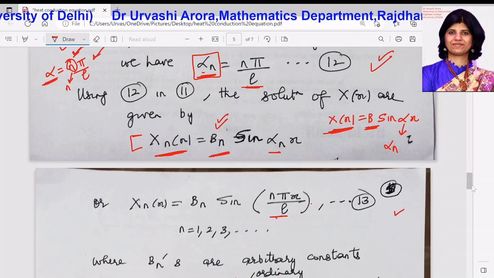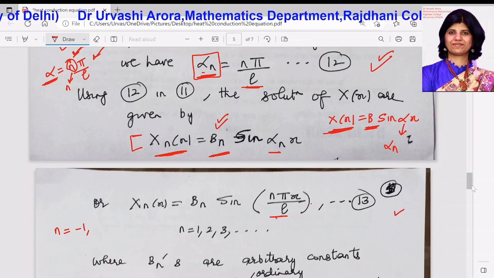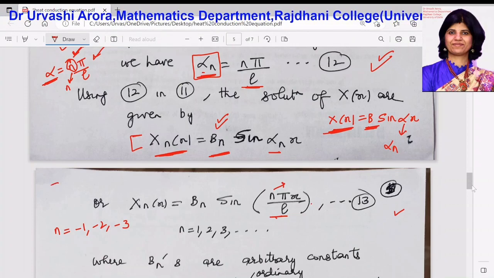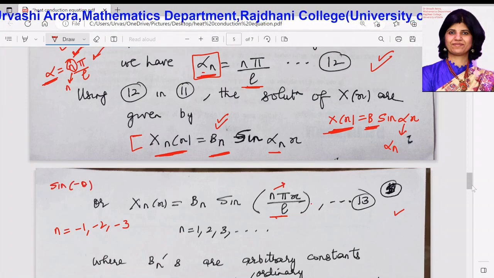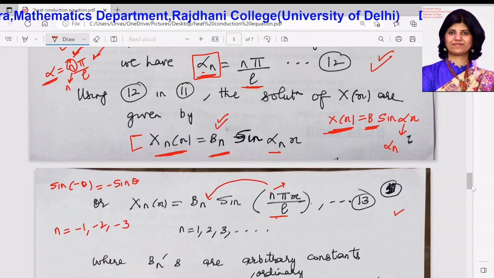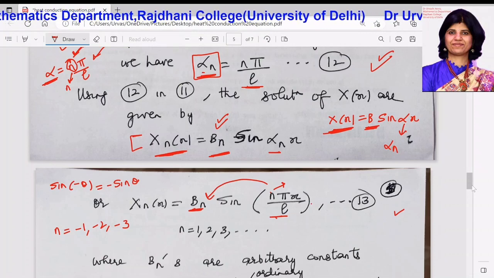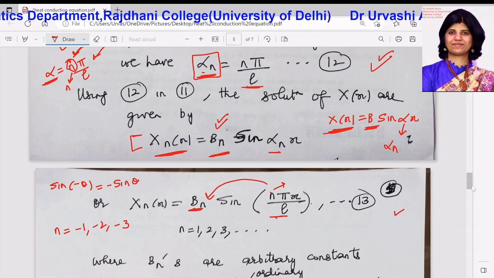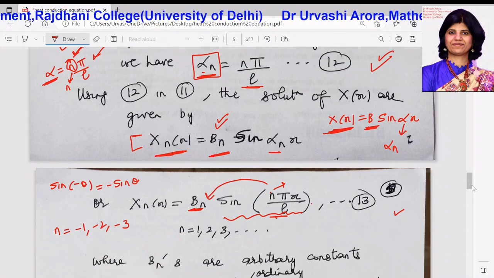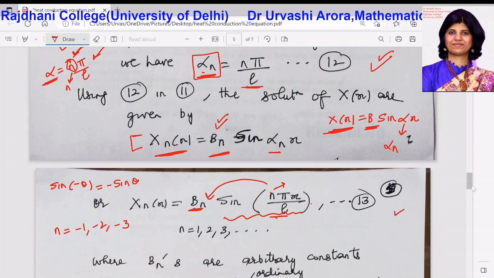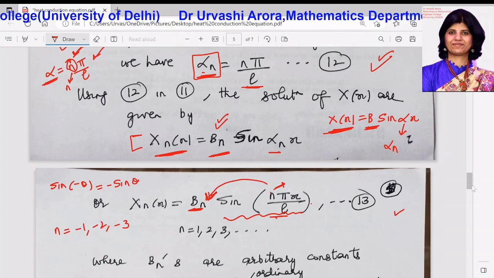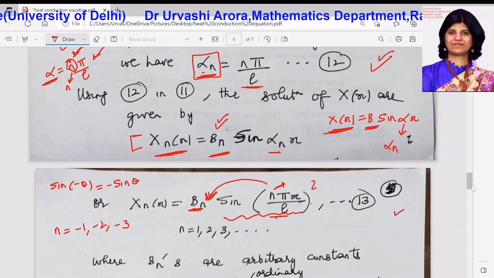Now, from here you can see that even if you take n equal to minus 1, minus 2, minus 3 and so on, because I know that sine of minus theta is the same as minus sine theta, even if you take n as negative, the negative sign will come out and finally just affect the arbitrary constant. As far as the form of the solution is concerned, the form will not change. The sign will just affect the arbitrary constant. The sign gets absorbed in the arbitrary constant, and the form of the solution remains the same.